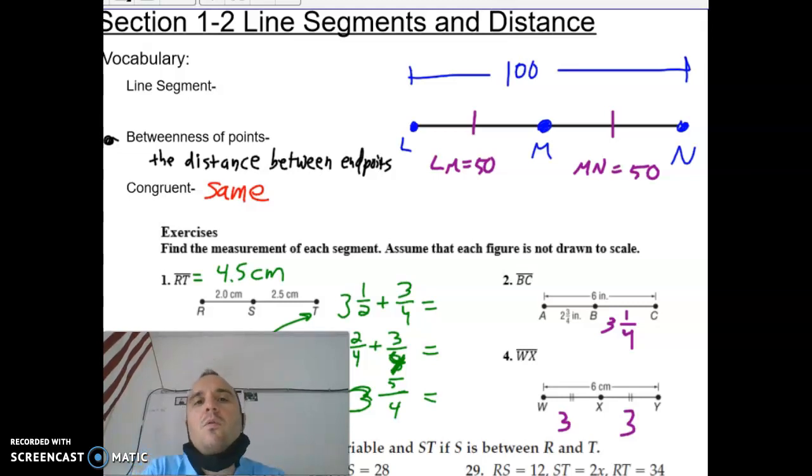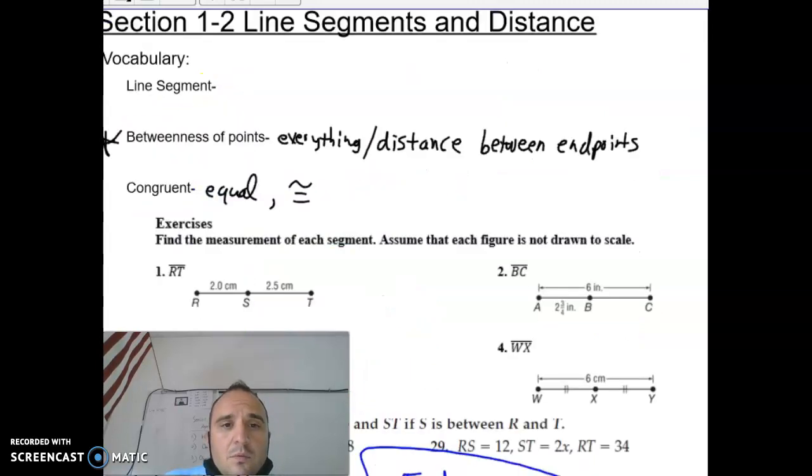Hello everyone, we're going to go over the notes for line segments and distance, talking about line segment, betweenness, and congruent. So when I say line segments, they are like these segments down here. They have endpoints. RS is a line segment. RT is a line segment.